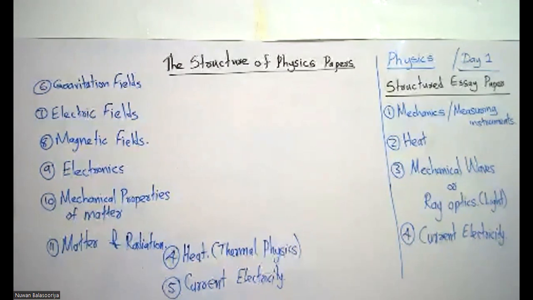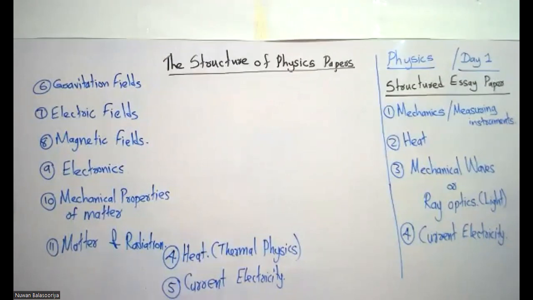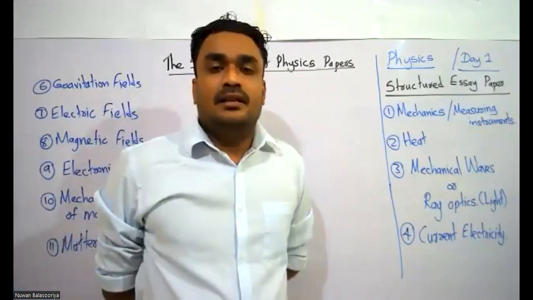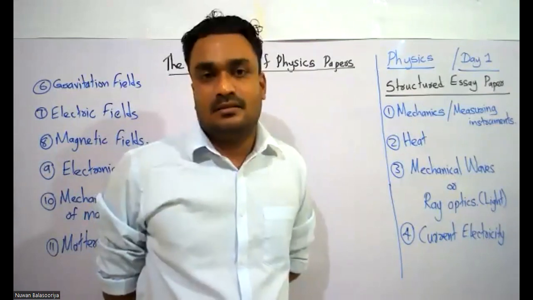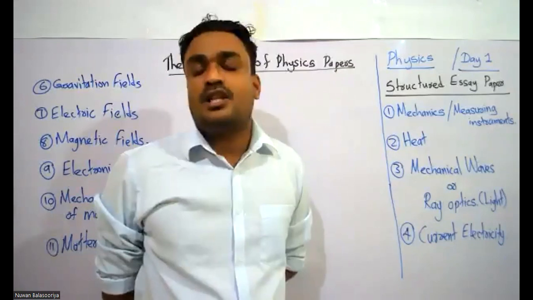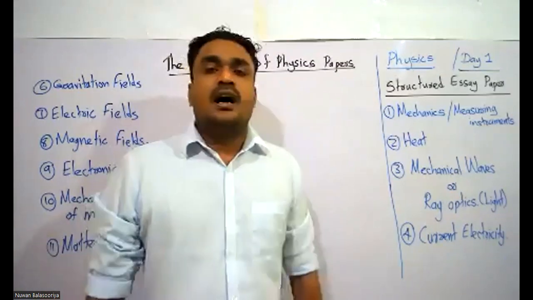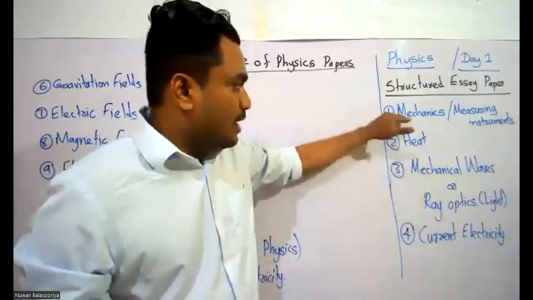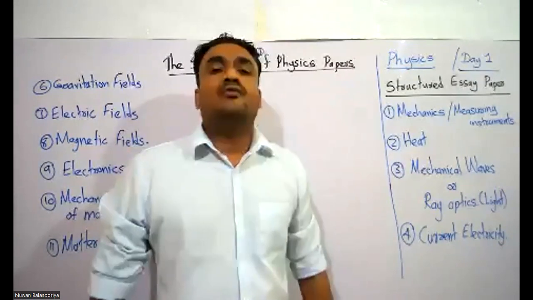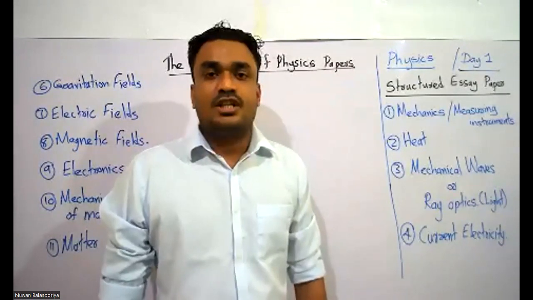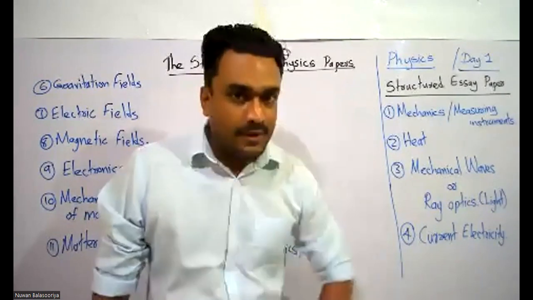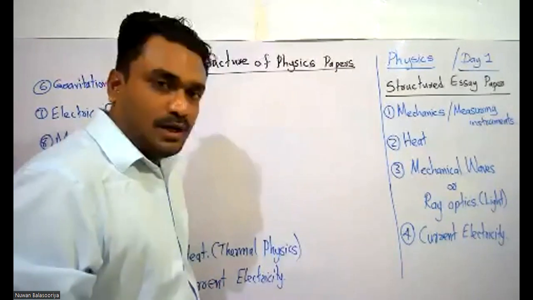Now, can somebody unmute the mic and tell me what should be the total marks for the structured essay paper? 20. 20 marks. Very good. Excellent. Star point and write. Therefore, 20 marks are given for the structured essay paper. 20 out of 100.